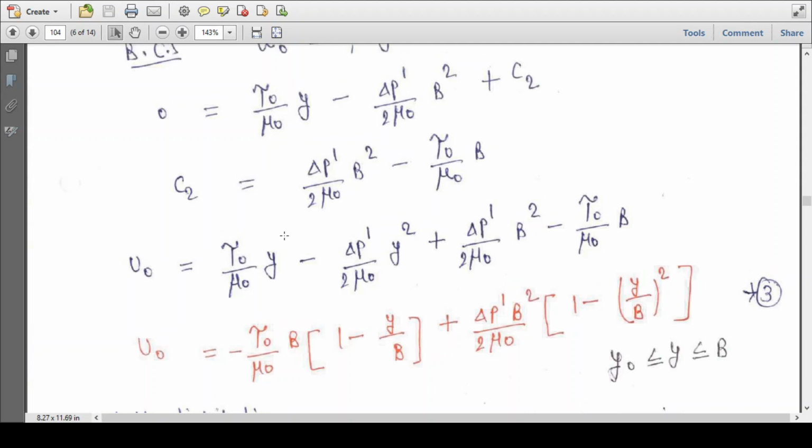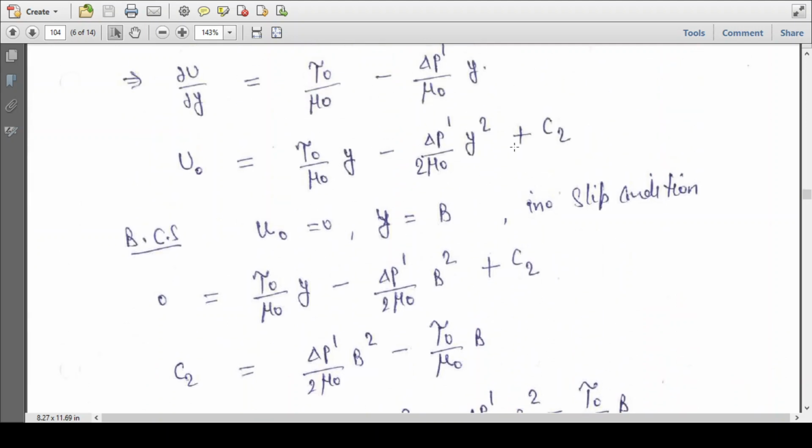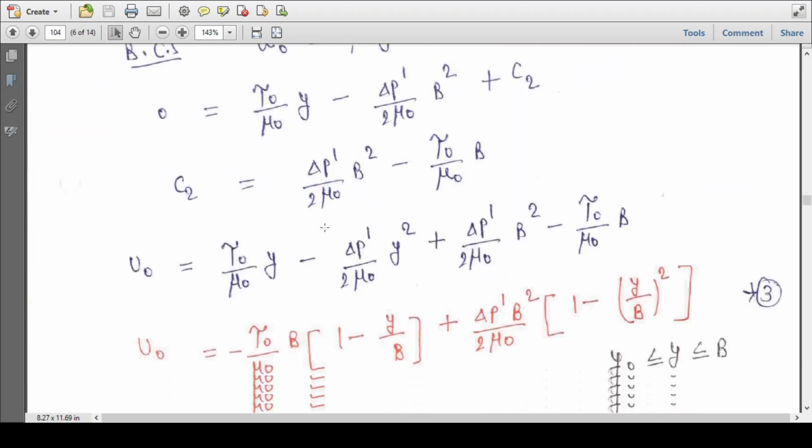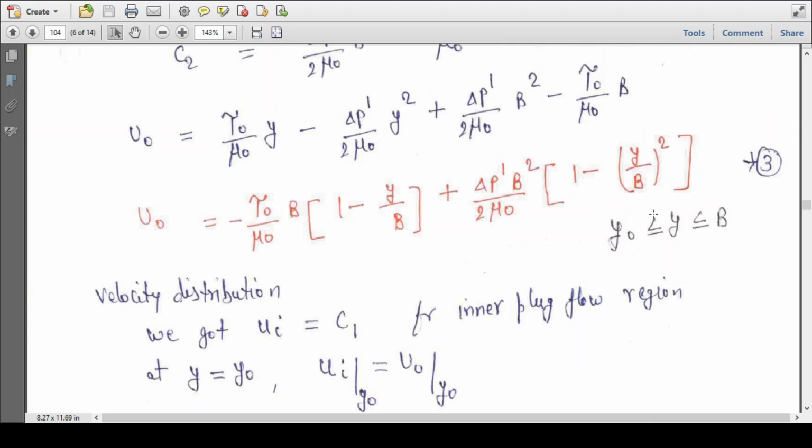Now we can substitute our constant c2 in this equation, and we get the expression for the outer plug flow velocity: u naught equal to minus tau naught upon mu naught b, bracket 1 minus y upon b bracket close, plus delta p dash b square upon 2 mu naught, bracket 1 minus y upon b whole square bracket close. This is for the region y naught less than or equal to y less than or equal to b.